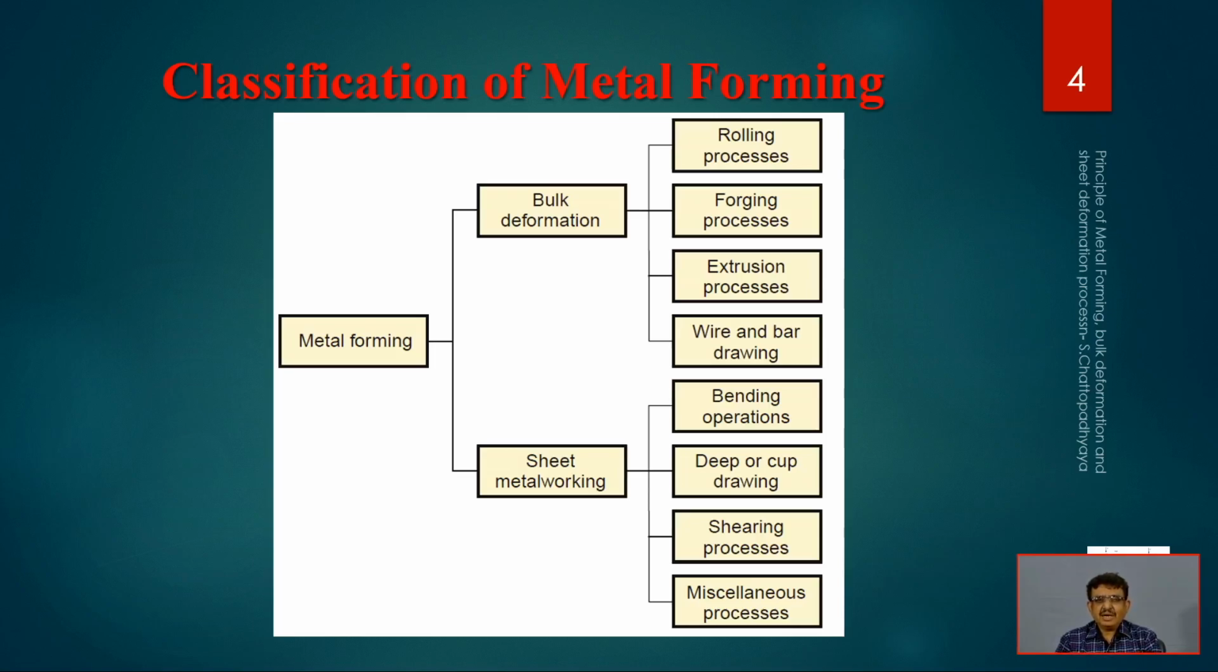And the other classifications of sheet metal working are the bending operation, deep or cup drawing operation, shearing operation, and miscellaneous other related processes. Bending operations, deep cup drawing, shearing and all these are done on sheet metal, because sheet metal operations are very relevant to many industries, very specifically the automobile industry. So we have to go through those kinds of operations, bend it, deep draw, shear and so on, so that different kinds of products can be manufactured out of that.